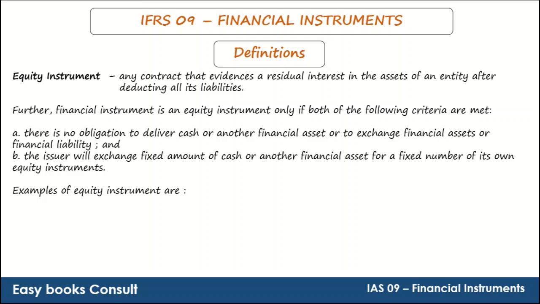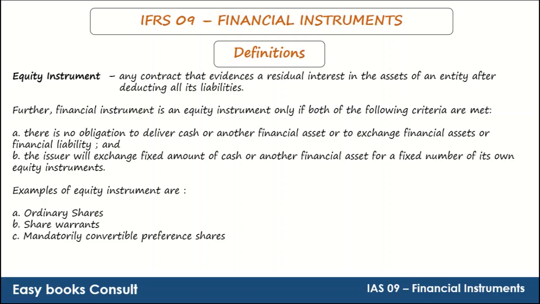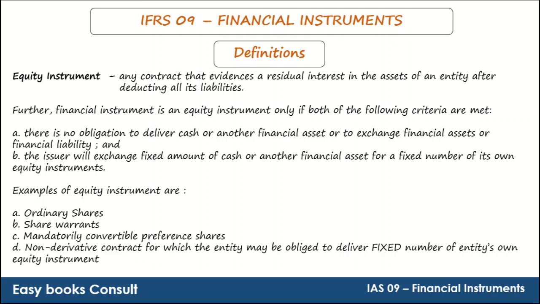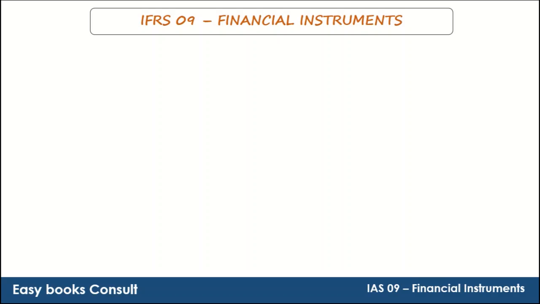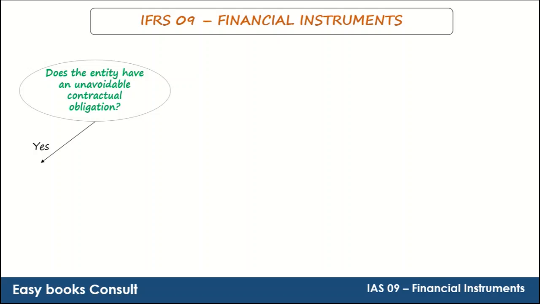Examples of equity instruments are ordinary shares, share warrants, mandatory convertible preference shares, and non-derivative contracts for which the entity may be obliged to deliver a fixed number of the entity's own equity instruments. Now, we can also say that for any financial instrument, if an entity has an unavoidable contractual obligation, the instrument is a liability, otherwise, it is an equity instrument.